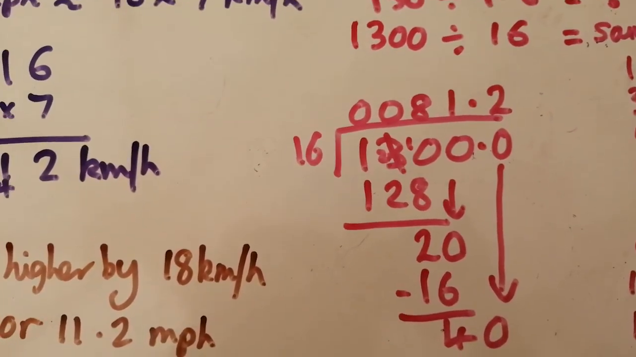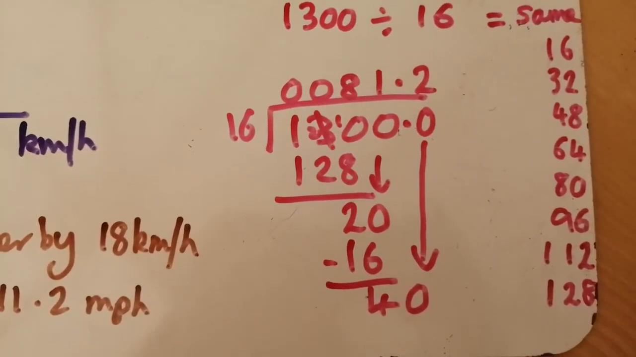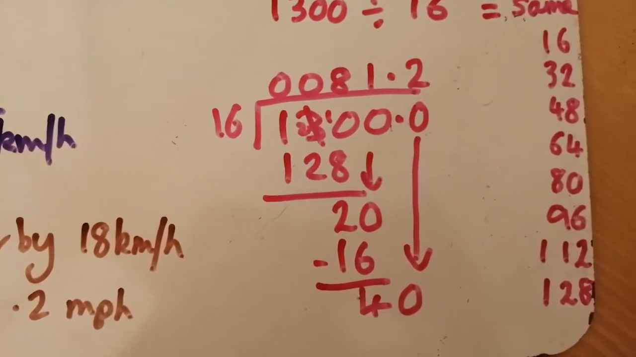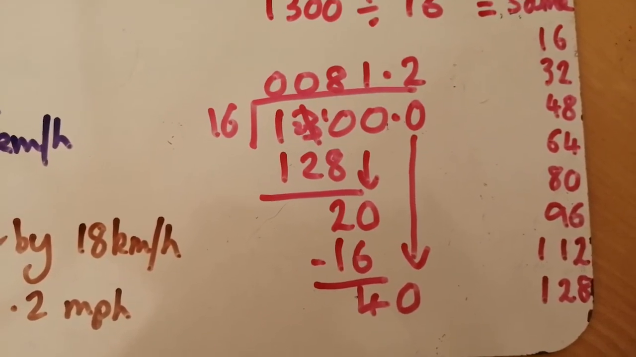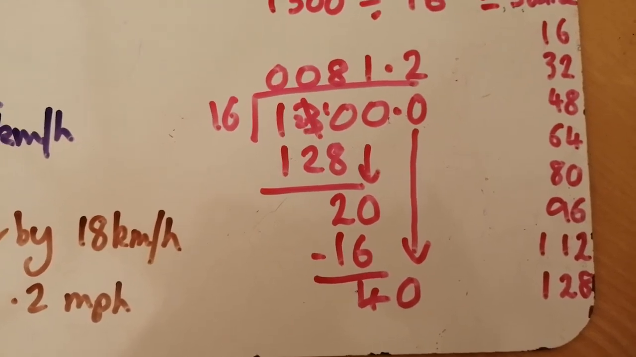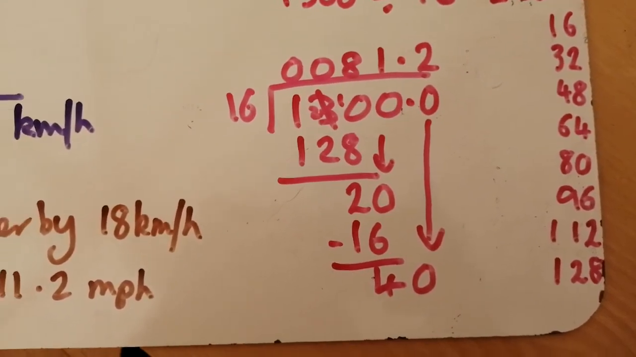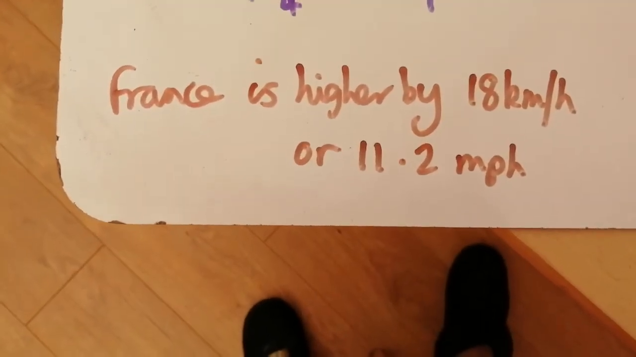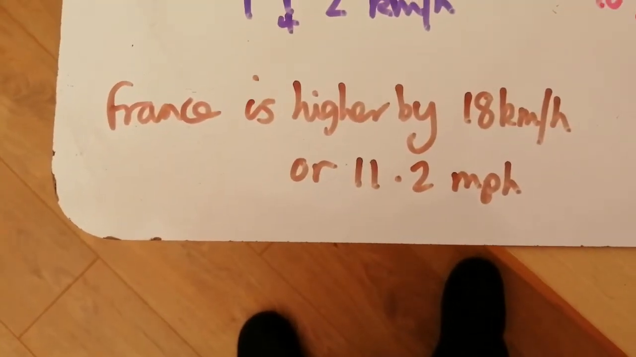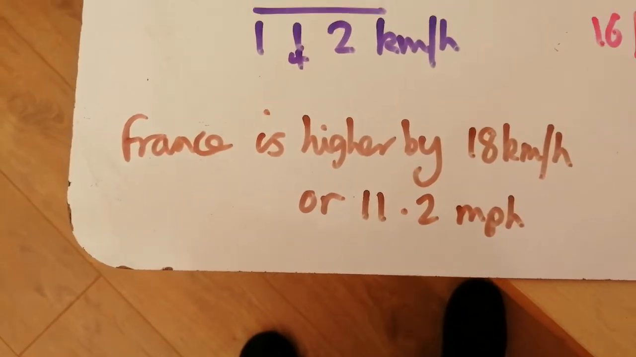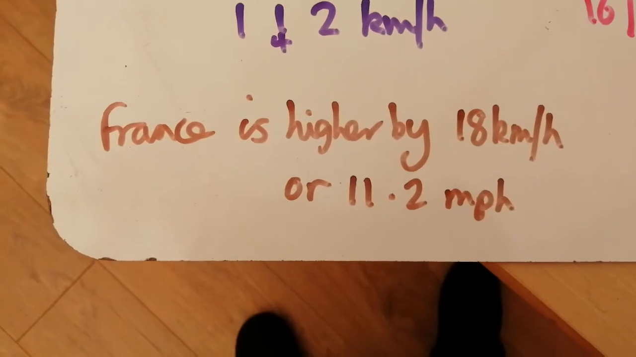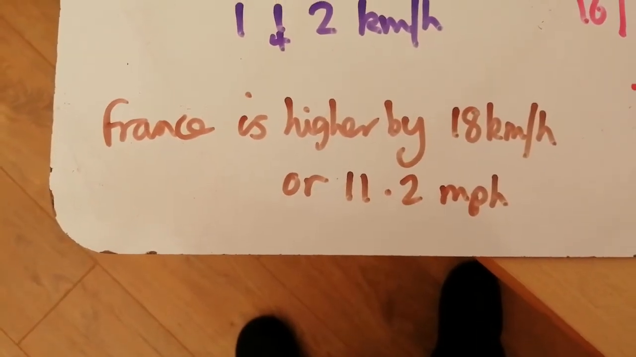I'll leave it there for you to have a look at. I've helped myself by doing multiples of 16 at the side there, and I've used the arrow method. And I've calculated that it's 81.2 miles per hour. So the answer to our question is that the French speed limit is higher by either 18 kilometres per hour, because 130 take away 112 is 18, or by 11.2 miles per hour.